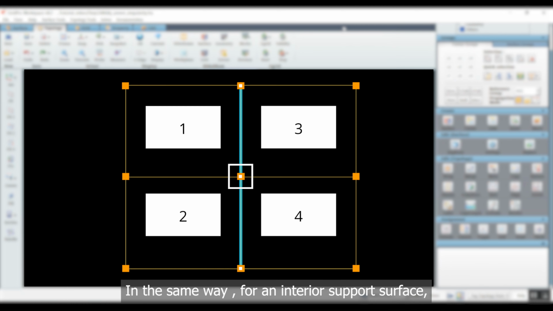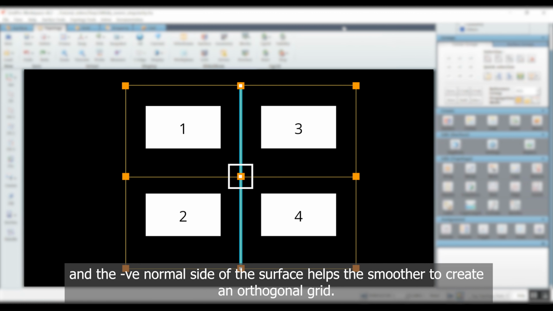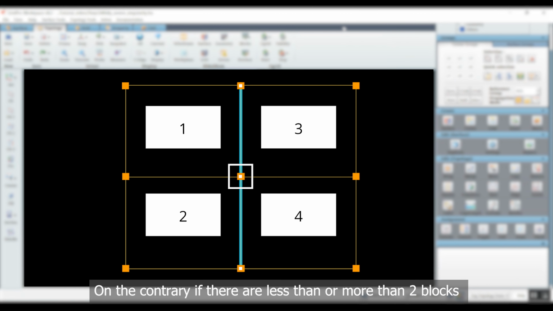In the same way, for an interior support surface, the input block pattern should have two blocks at each side of a corner in 2D or an edge in 3D. An input with two blocks on the positive and the negative normal side of the surface helps the smoother to create an orthogonal grid. On the contrary, if there are less than or more than two blocks on either the positive or negative side of the surface, the mesh will not be orthogonal to the surface.